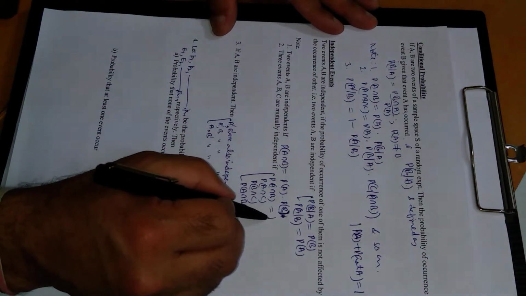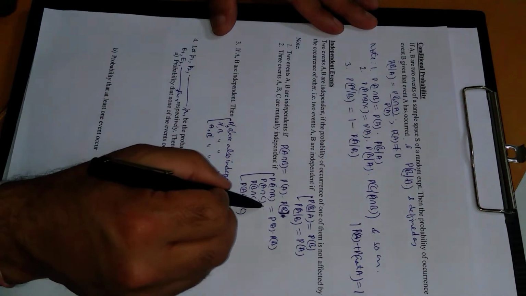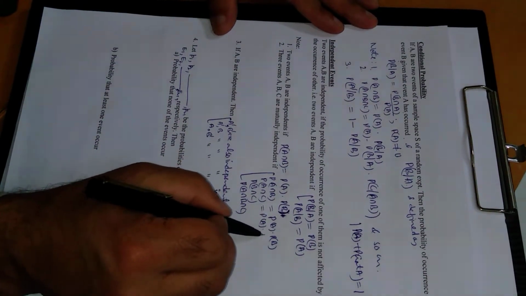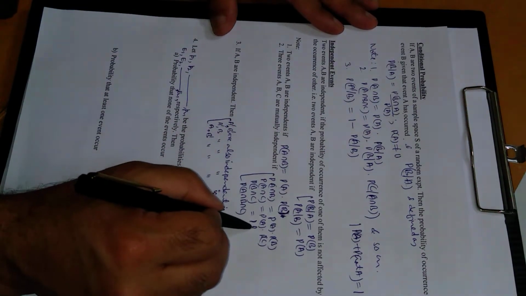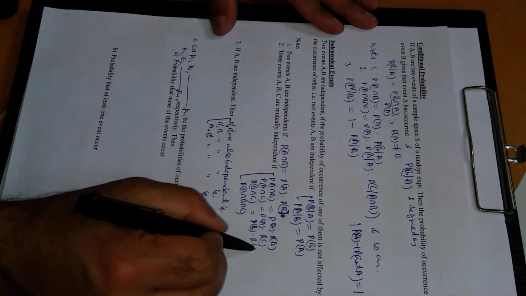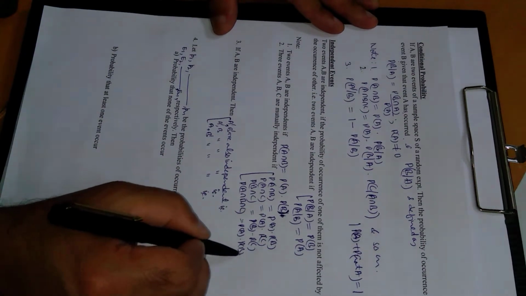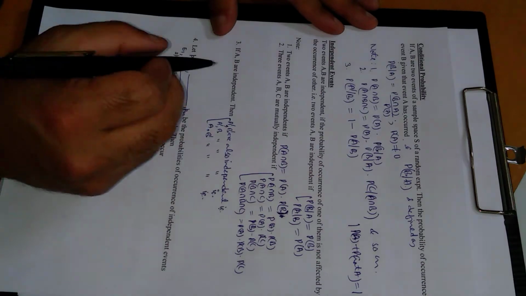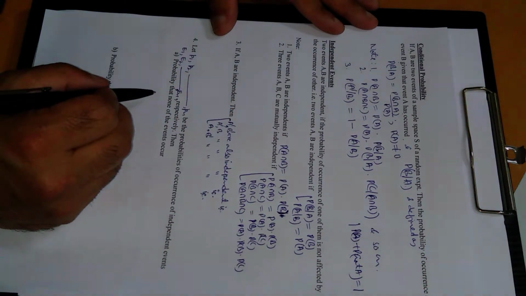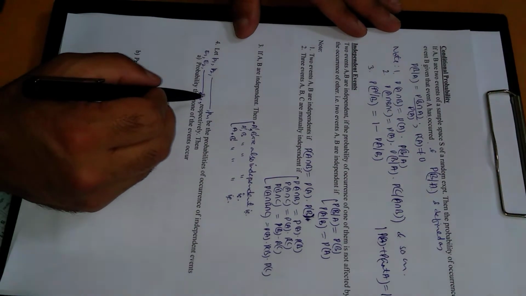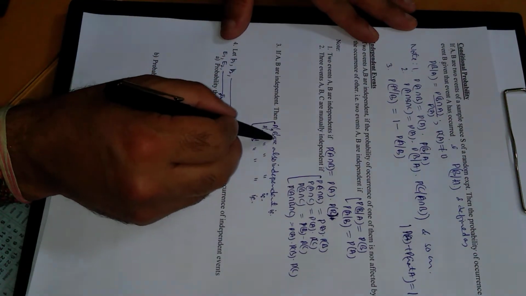A, B independent means this probability will be equal to P of A into P of B. A, C independent means this probability will be P of A into P of C. B, C independent means this will be equal to P of B into P of C. And A, B, C means this will be equal to P of A, P of B, P of C. So three events will be mutually independent if all of these four conditions are satisfied. Number 4, if A, B are independent, then A, not B are also independent.